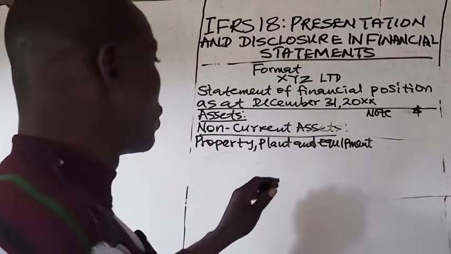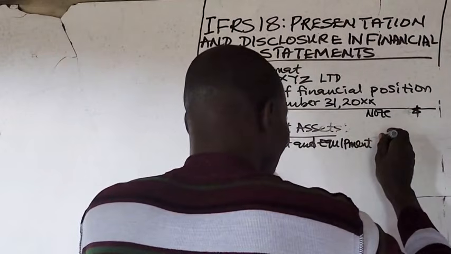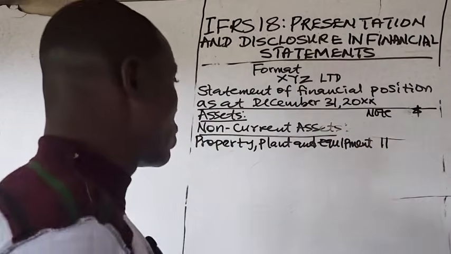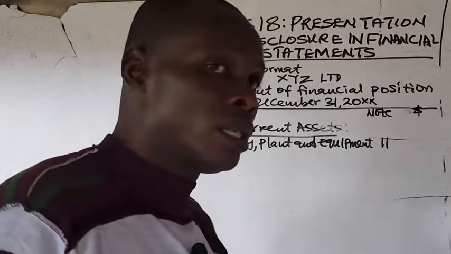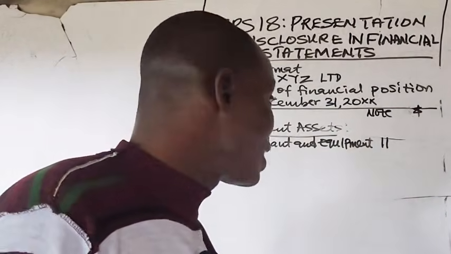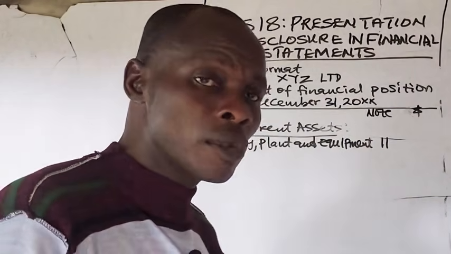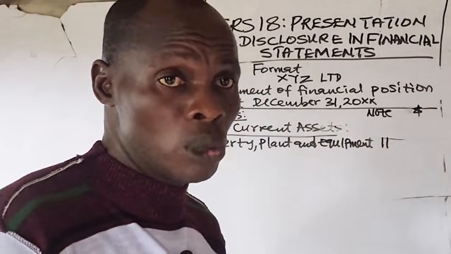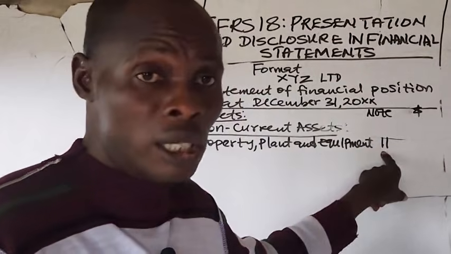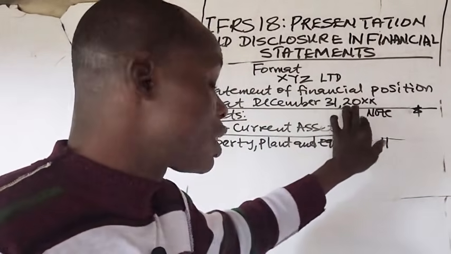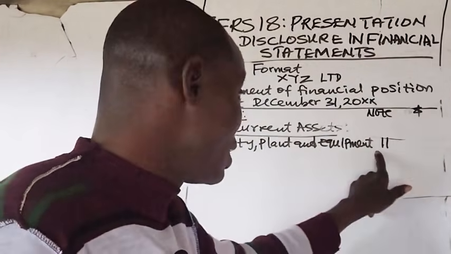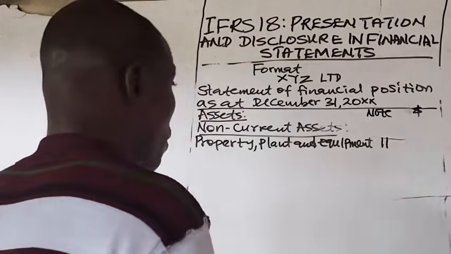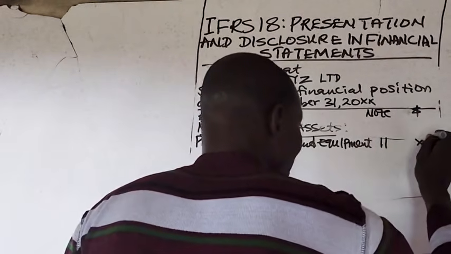So I want to put note 11. I want to assume that the statement of profit or loss and other comprehensive income will have been prepared, where you'll be having note 1 to 10. So the number, this may not be note 11. Suppose the last note in your statement of profit or loss is note 5. That means this will be note 6. So your property, plant, and equipment.